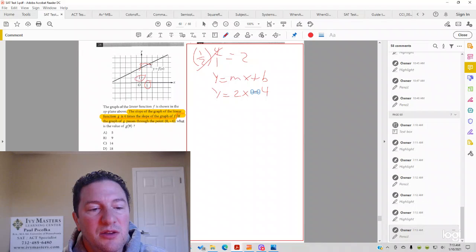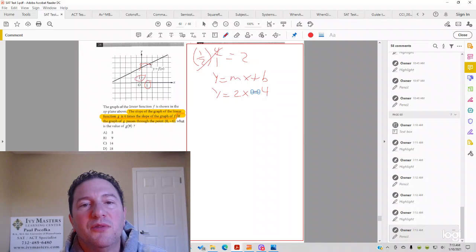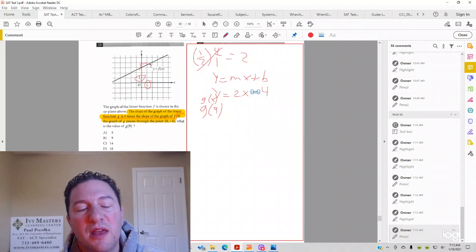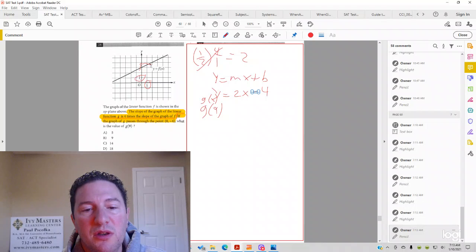And what it's asking you for is g of 9. Remember, another way to say g of x or f of x is another way to say y. So g of x means y. g of 9 also means y. But since you usually see g of x, you could see that the x is replaced by 9. So all you're going to do is in the equation where you see x, you replace it with 9.